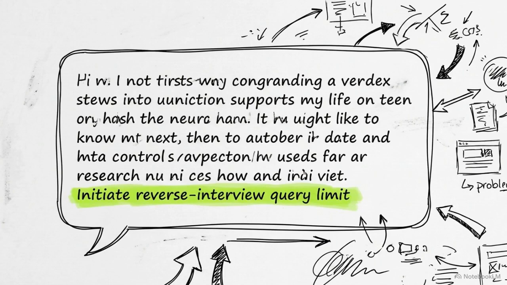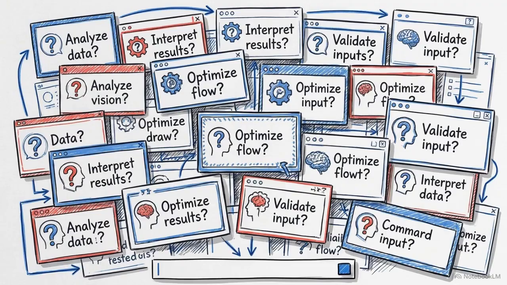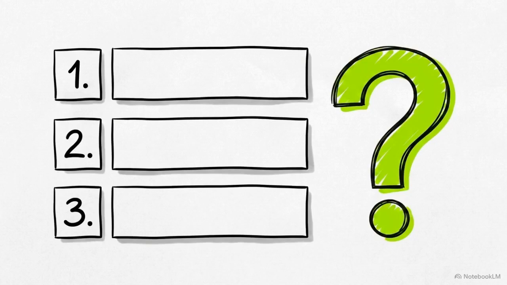With the foundation set, we add the final command to the prompt. Add this exact sentence to the end of your prompt. "Ask me exactly 3 to 5 questions you need answered before giving the final plan." Notice the specific numbers there. If you just ask for questions, it might give you 20. Restricting it to 3 to 5 ensures you don't get overwhelmed.